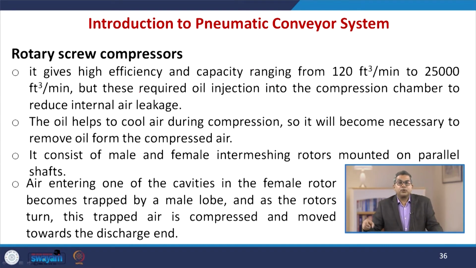Let us talk about the rotary screw compressor. It gives high efficiency and has capacity ranging from 120 cubic feet per minute to 25,000 cubic feet per minute. But these require oil injection into the compression chamber to reduce internal air leakage. This oil helps to cool the air during compression, so it becomes necessary to remove oil from the compressed air. It consists of male and female intermeshing rotors mounted on parallel shafts.